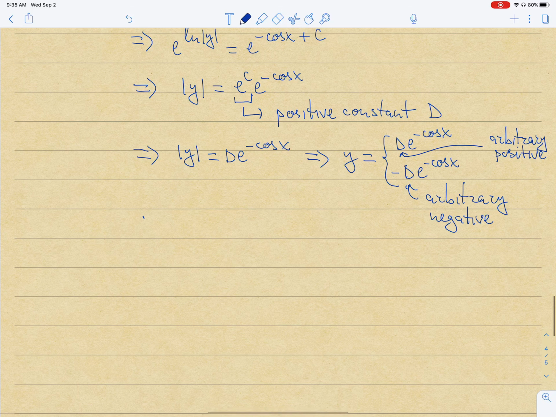So what is the conclusion from this? Y is capital E times e to the minus cosine of x, where E can be an arbitrary positive or an arbitrary negative. So E is an arbitrary number, an arbitrary constant.